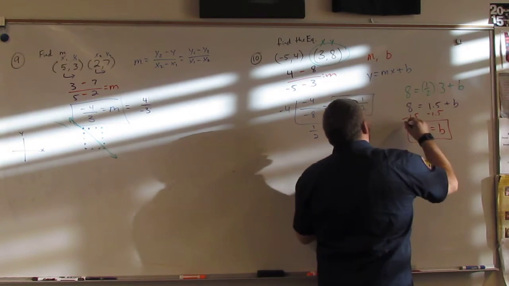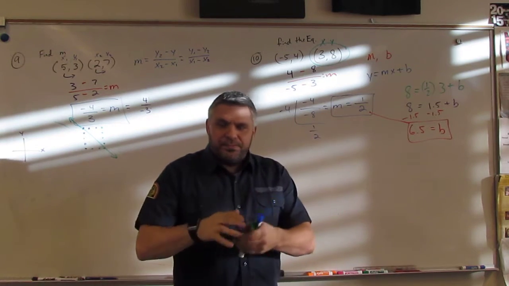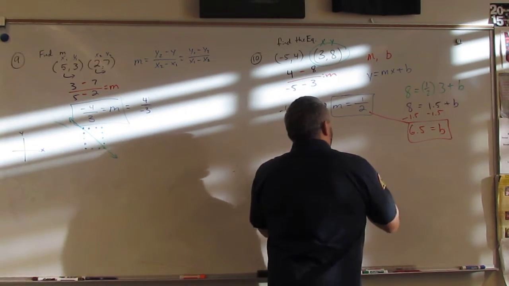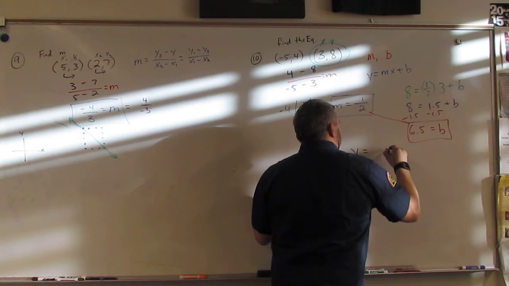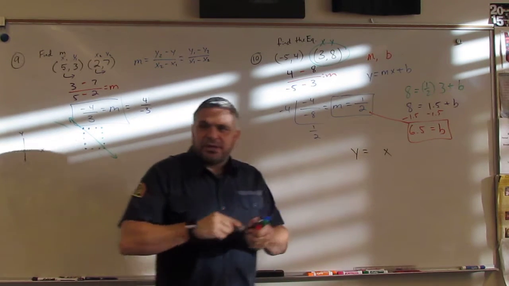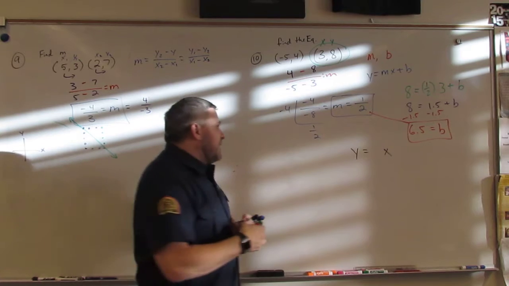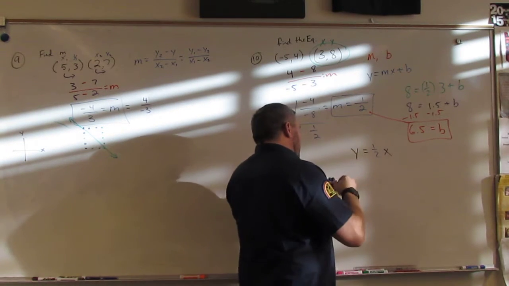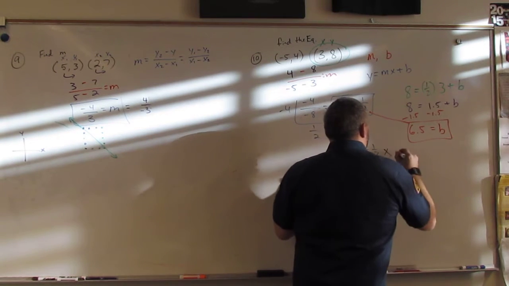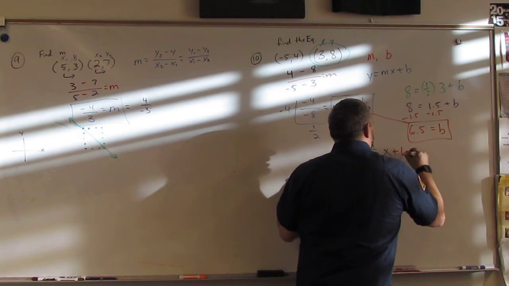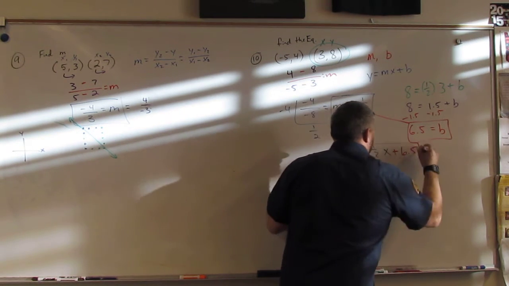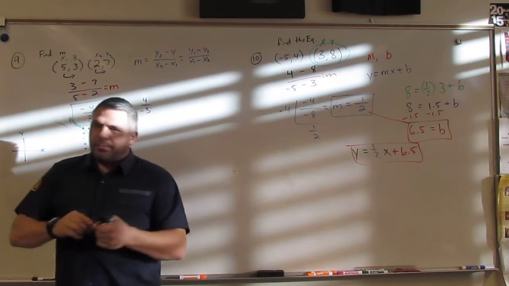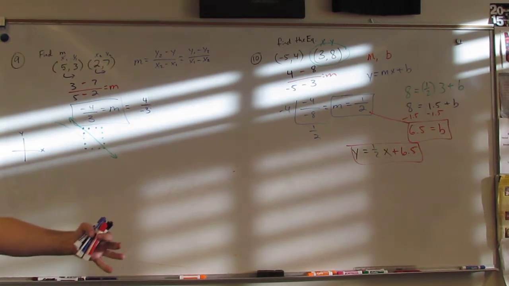If I know b and I know m, and y equals mx plus b, so I just put it as y equals x. What's m? 1/2. What's b? 6.5. Positive, right? Positive. Bam. Cool. There it is.